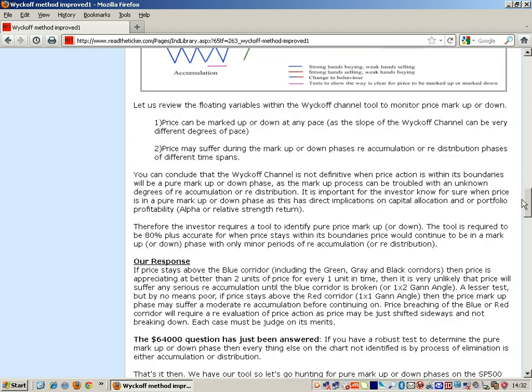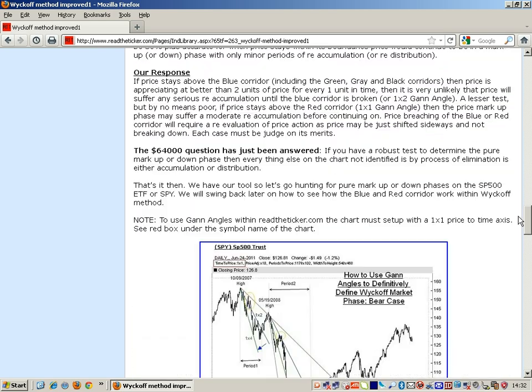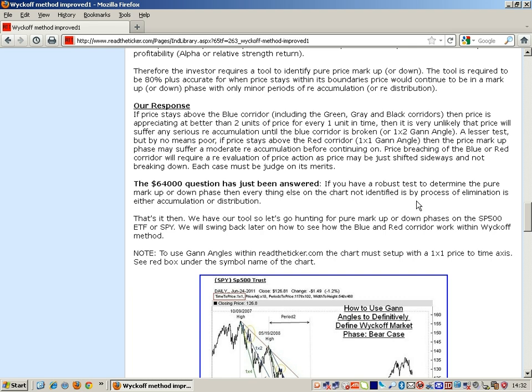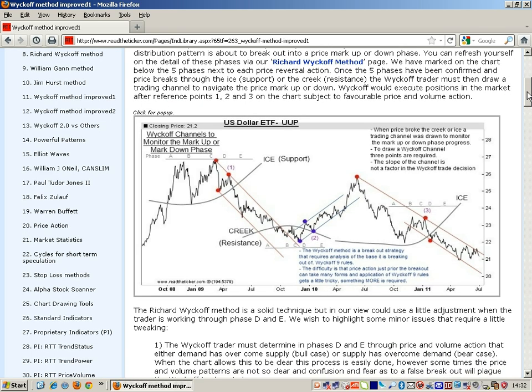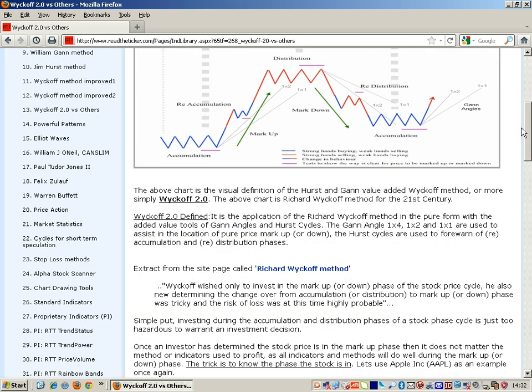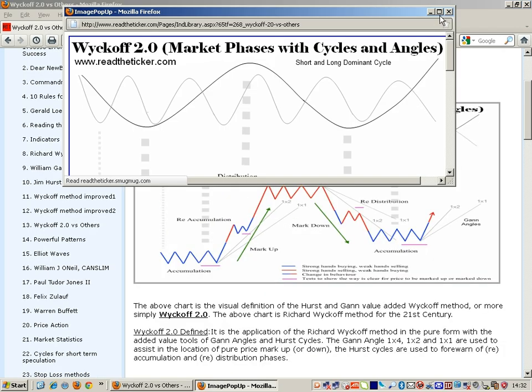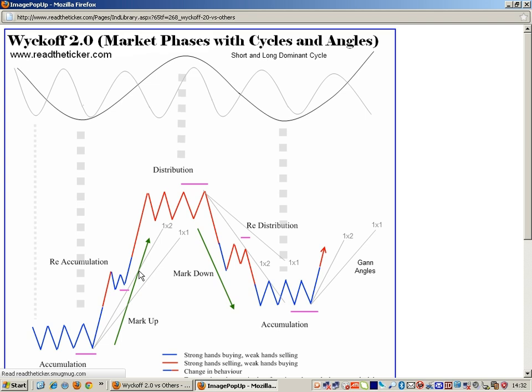In the end, you have to say, once you've determined a test for markup or markdown, everything else on the chart is some form of accumulation or distribution, because you don't really know whether a pattern's accumulation until it breaks out up. Obviously if it breaks down south, it's distribution. And that's how we ended up with our Wyckoff 2 model chart. Here we have it. So we have a markup process with our extra tests of Gann angles to identify pure markup and pure markdown.